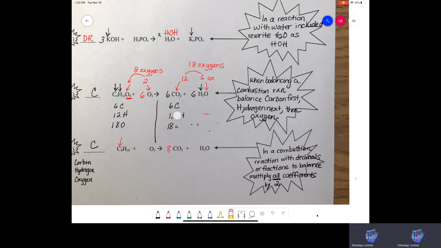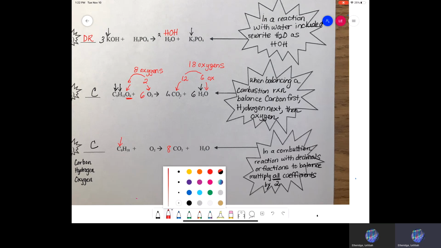And let me clear up some of this info from the problem above, just so you guys don't get confused. Okay, so we are done with carbon. Okay, so let's go to hydrogen. I have 18 hydrogens. I need 18. I have 2. What number do you have to multiply 2 by to get 18? Hopefully your brain said 9, because that is the right answer. Hydrogen's done. Now here comes the issue.